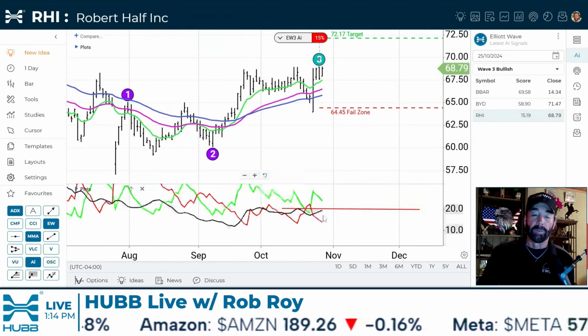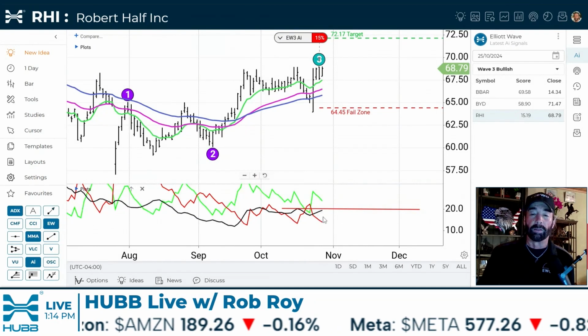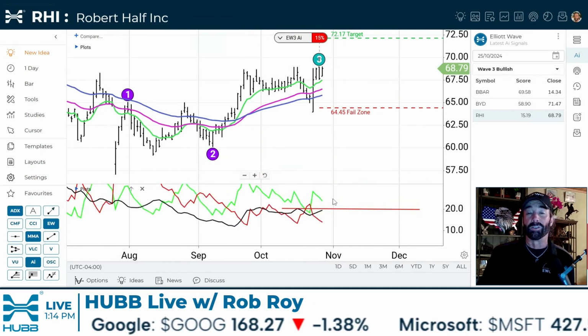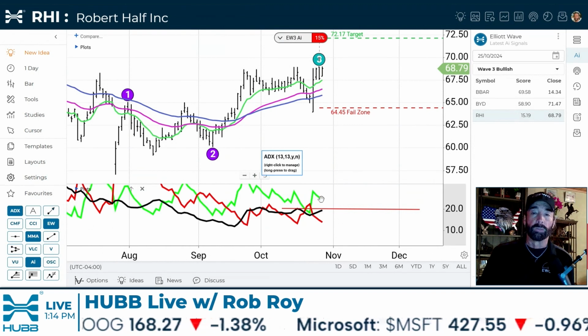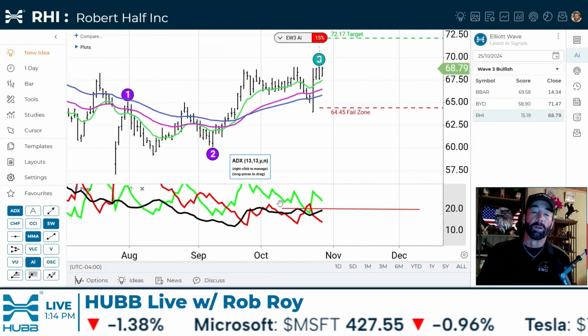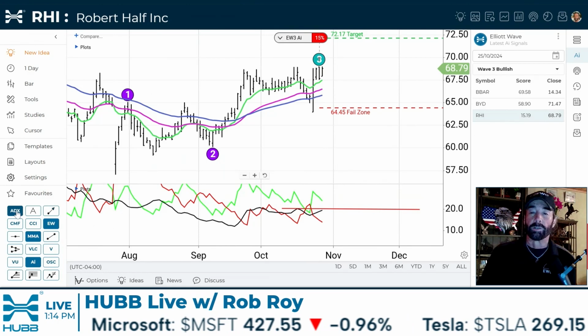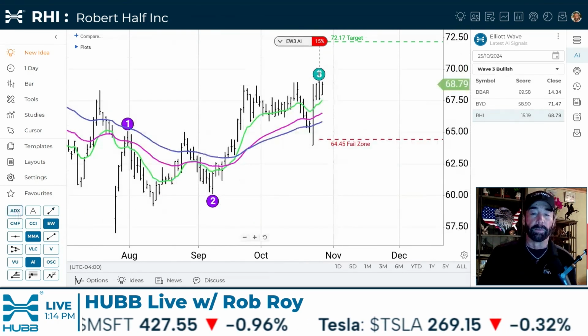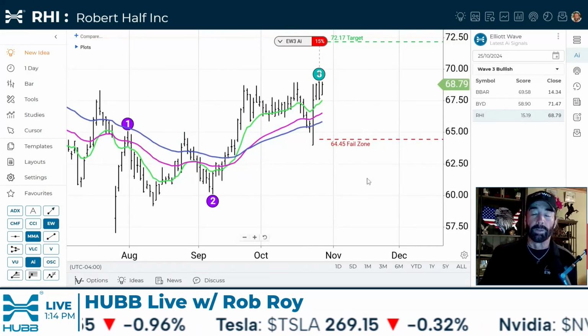The ADX moving up on its own is really meaningless. It's when it's moving up and it's above 20 and between the two directional indicators, that's when the signal is triggered. So just a little bit of an update there on the DMI.